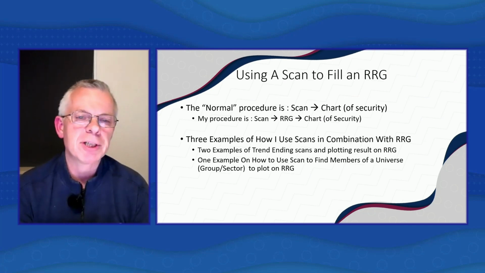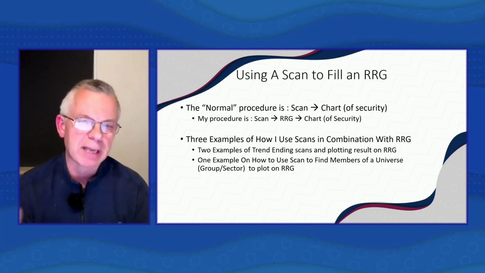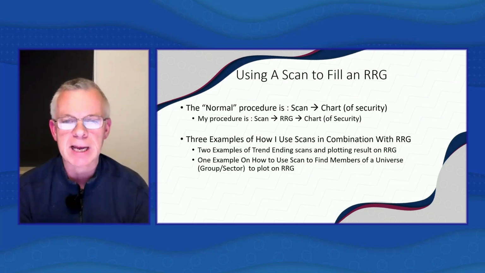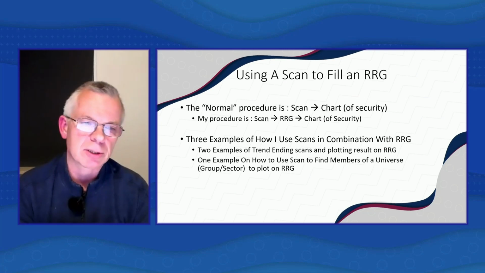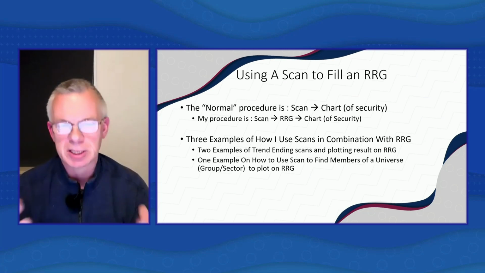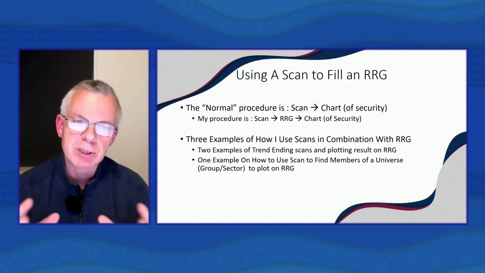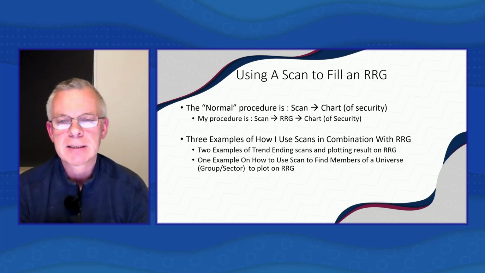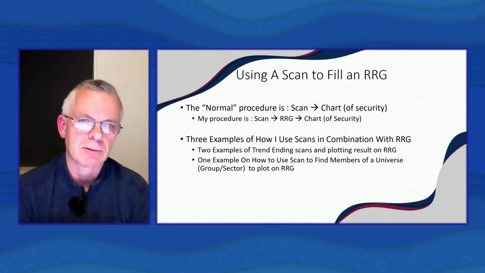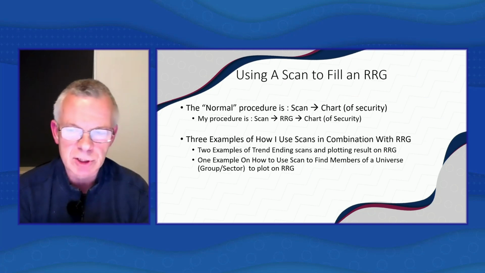The normal procedure, I think, is people scan and then they chart. So you have a bunch of rules, you scan for it, and then you're going to look at the charts. What I do is I have some rules, I scan, I throw the result at an RRG, and then I chart the security based on what I see on an RRG. So it's a slight subtle difference.